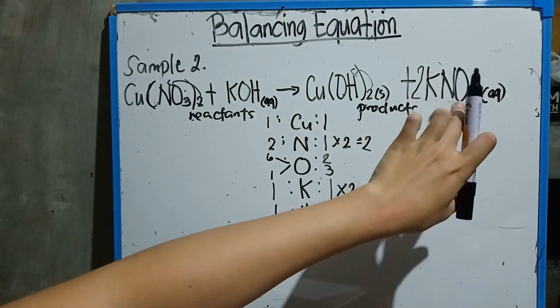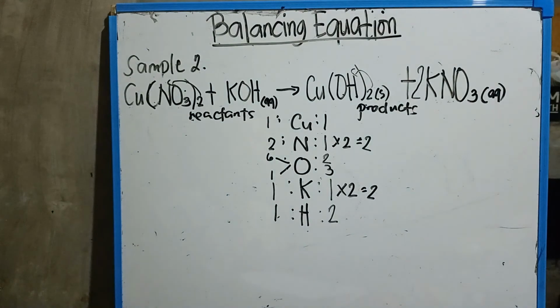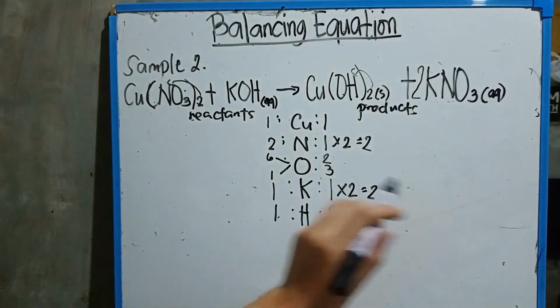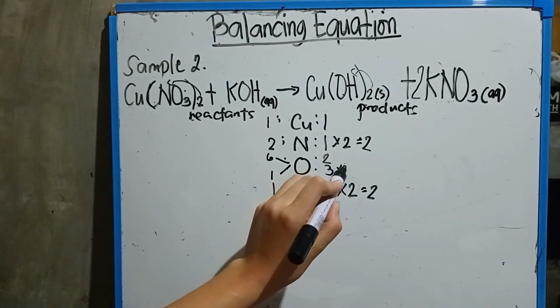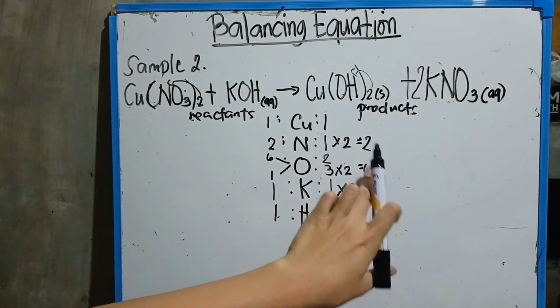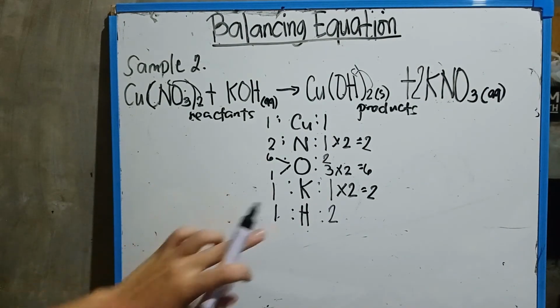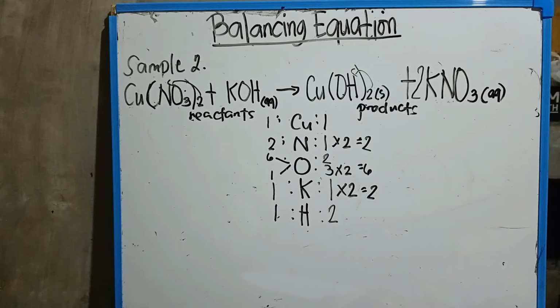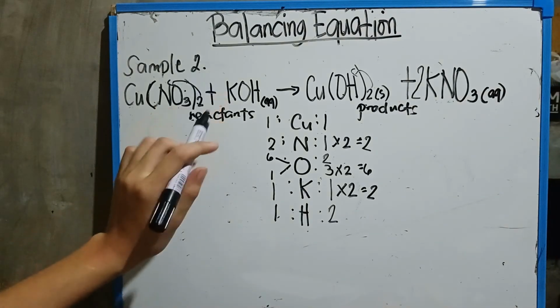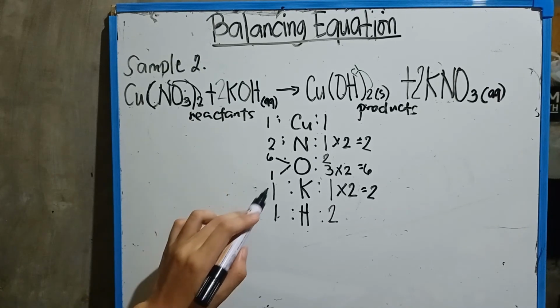So, 2 times 1, it becomes 2. 2 times 1, it becomes 2. Then, our nitrogen and oxygen will be affected since nasa isang compound man sila. So, 2 times 3, it is 6. So, as you can see, naglayo na ang oxygen, potassium, and hydrogen, and we need to balance that one. So, asa man ta dapat mag-balance? Here kay potassium. So, write imaginary 2. So, let's try.